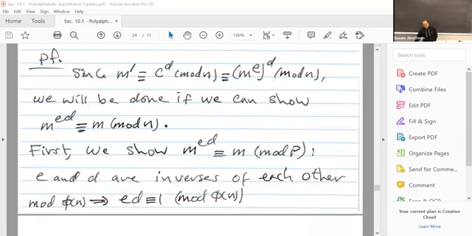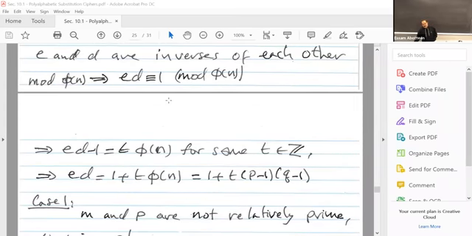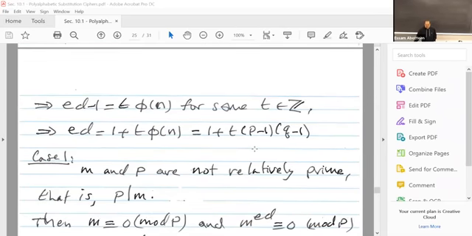So then we get M prime equal to... well, let's see here. First, we show that M^(ED) is congruent to M mod P, which is one of the prime factors of N. You remember that E and D are inverses of each other mod Phi of N, so their product is congruent to 1 mod Phi of N. If I turn this congruence into equality, then ED equals 1 plus T times Phi of N for some T in Z. And I can write Phi of N as (P minus 1) times (Q minus 1). Remember that P and Q are distinct primes, and in general, large primes.